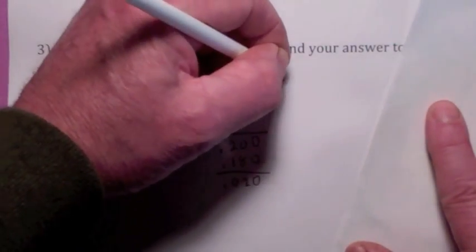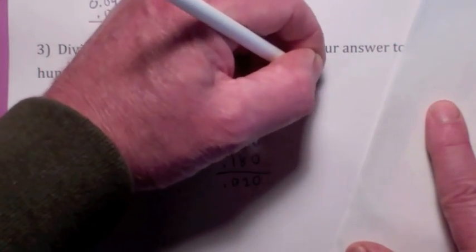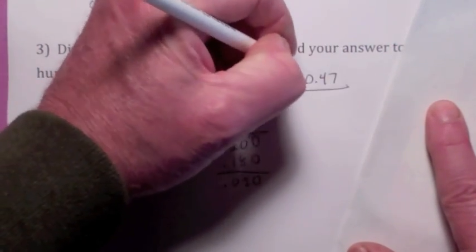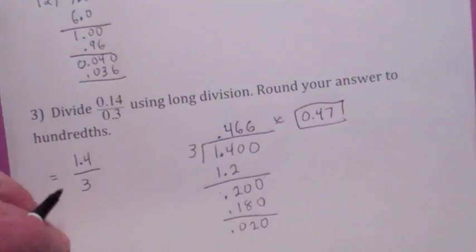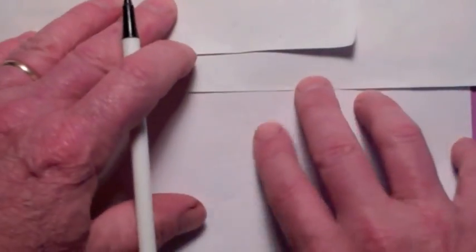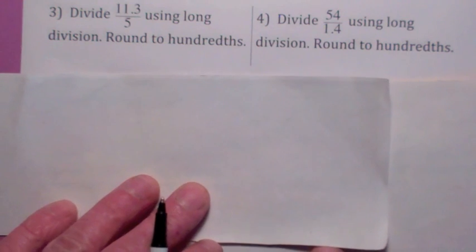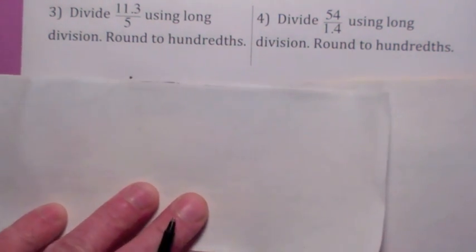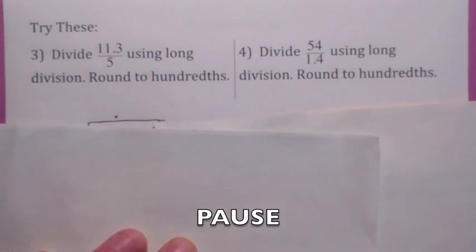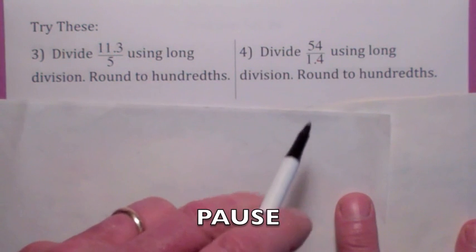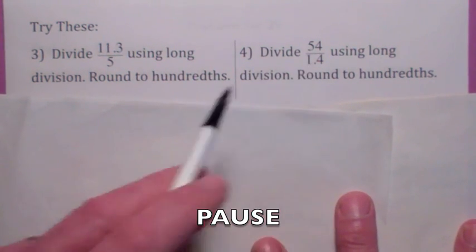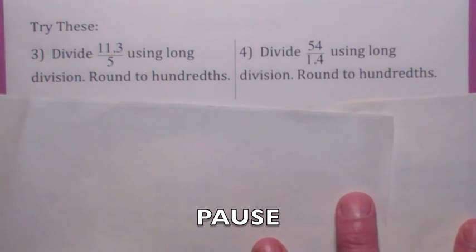So we're gonna stop here and say it's about 0.47. So that's how you do it. Let's see. What I'd like to do now is give you a couple to try. Why don't you try these two on your own? See if you can use long division on these two. Now on the second one, you're gonna have to move the decimal over before you do that. Okay. Go ahead and hit the pause button.